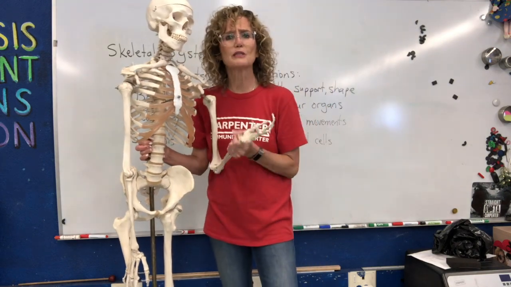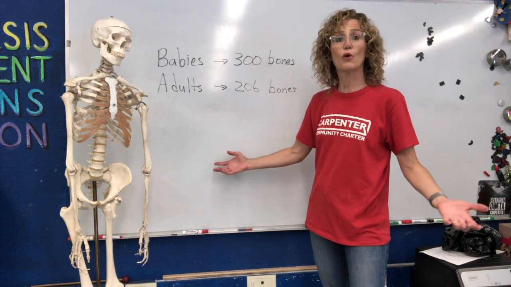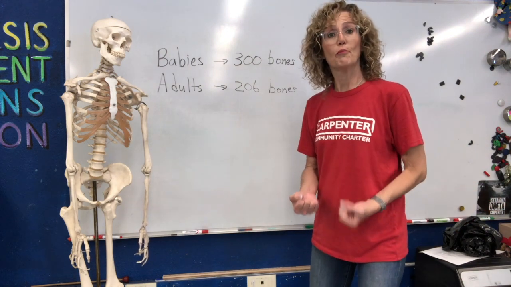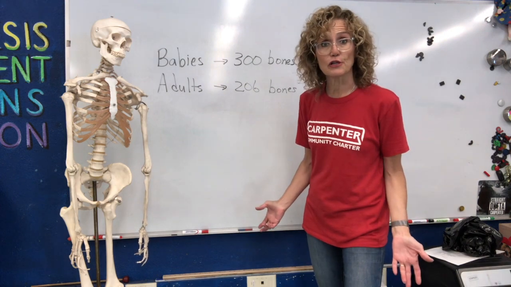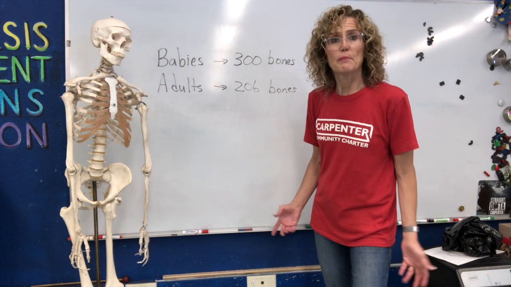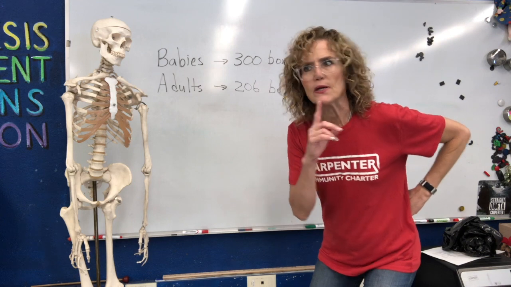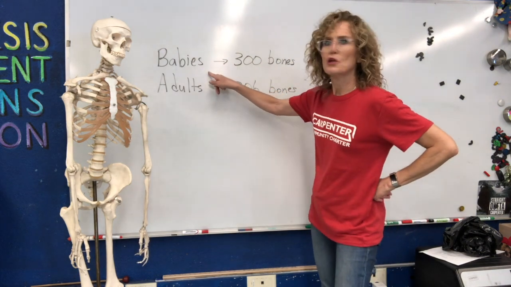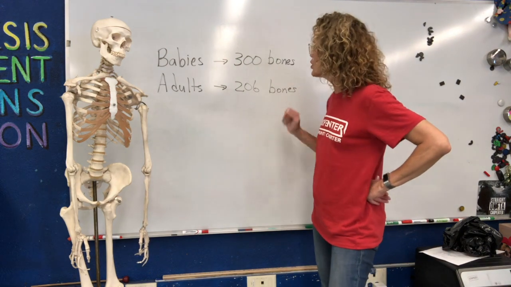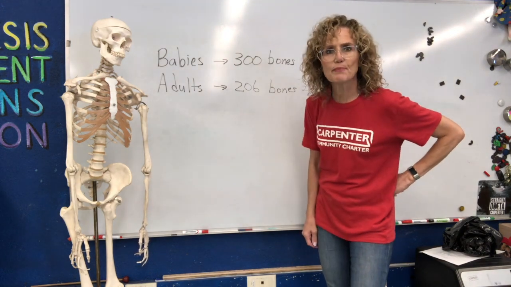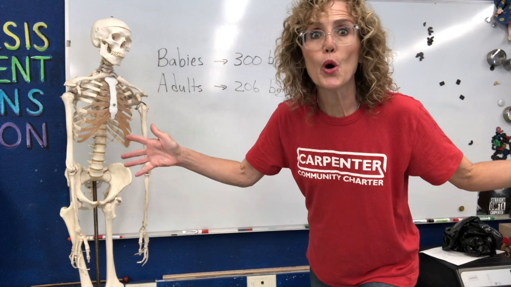All right, let's learn some more about the skeleton. Okay, so we know that bones give us structure, bones protect our insides, bones make the blood that's in our circulatory system. But there's a mystery here. When you were born, you have 300 bones in your body. But as an adult, you have 206 bones. Where do they all go?